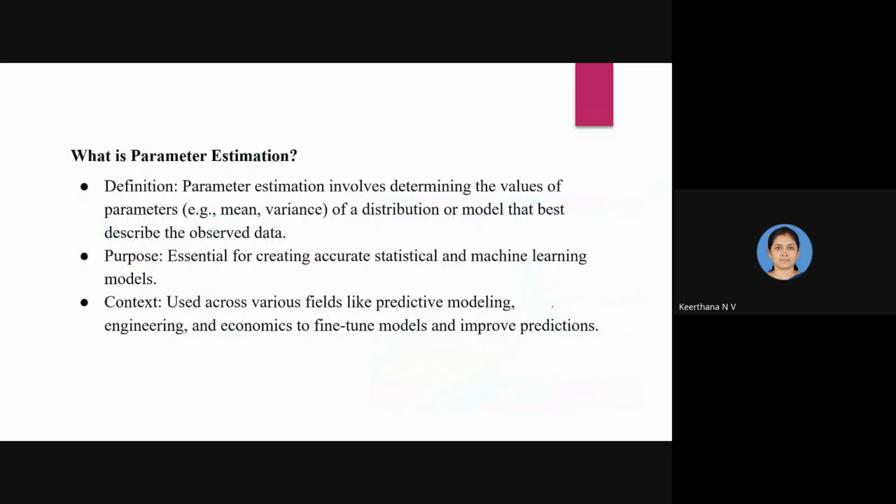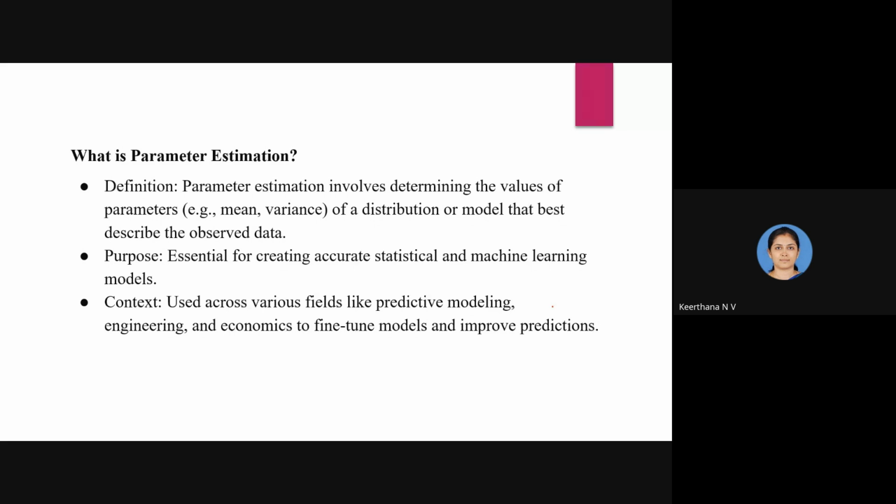So this is the actual definition. It involves determining the values of parameters of a distribution or a model that best describes the observed data. For example, if you have the marks of the students, you take a mean value or an average value like that. The same simple thing you do in your Excel, you are going to apply for your predicting algorithms, that is ML algorithms.